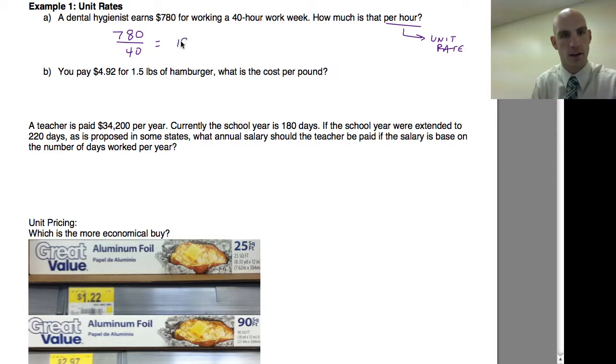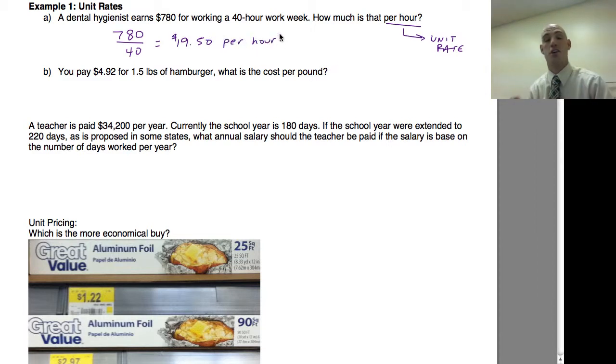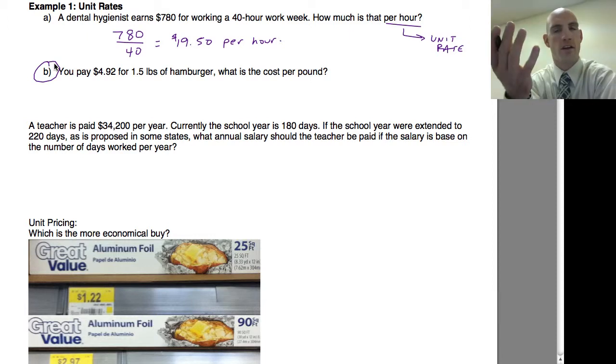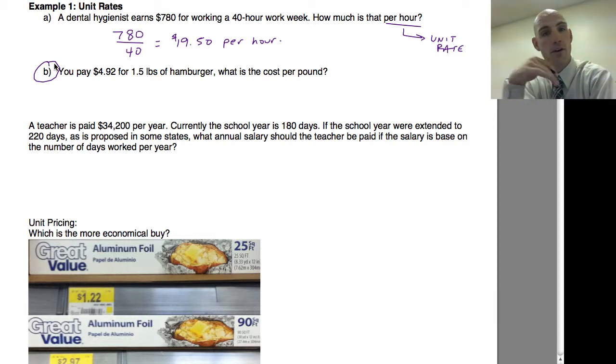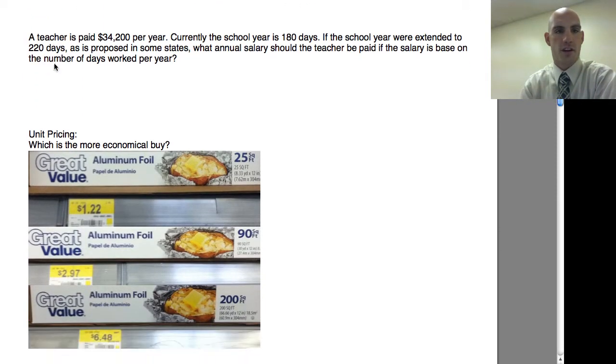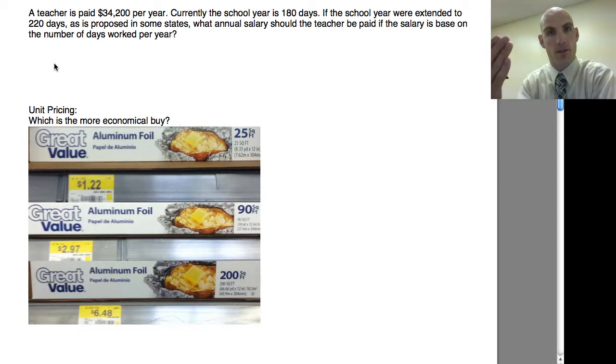That comes out to $19.50 per hour. So that's actually pretty good. That's a good unit rate to be making per hour. I'm going to see if you can do B, and in B we're going to take the price for hamburger and find out how many dollars per pound it is, rounded to the nearest cent. Let's look at this in a more in-depth example.